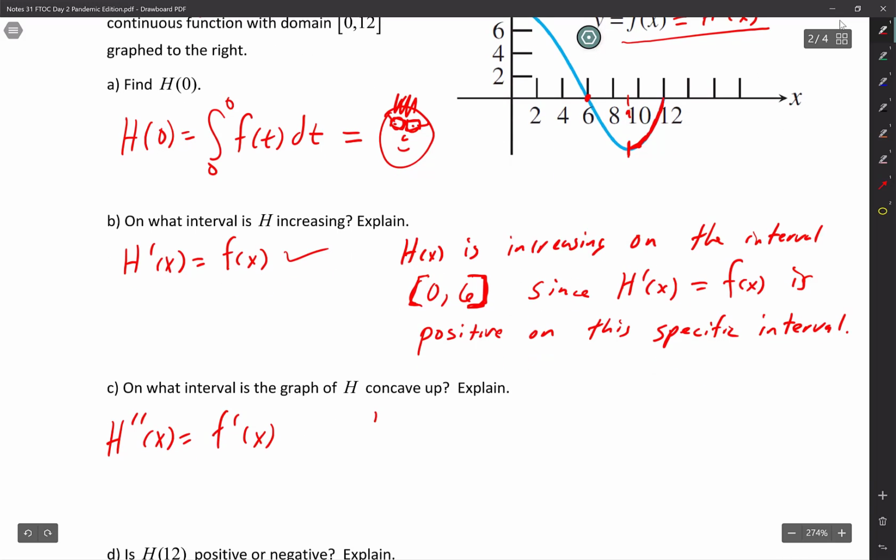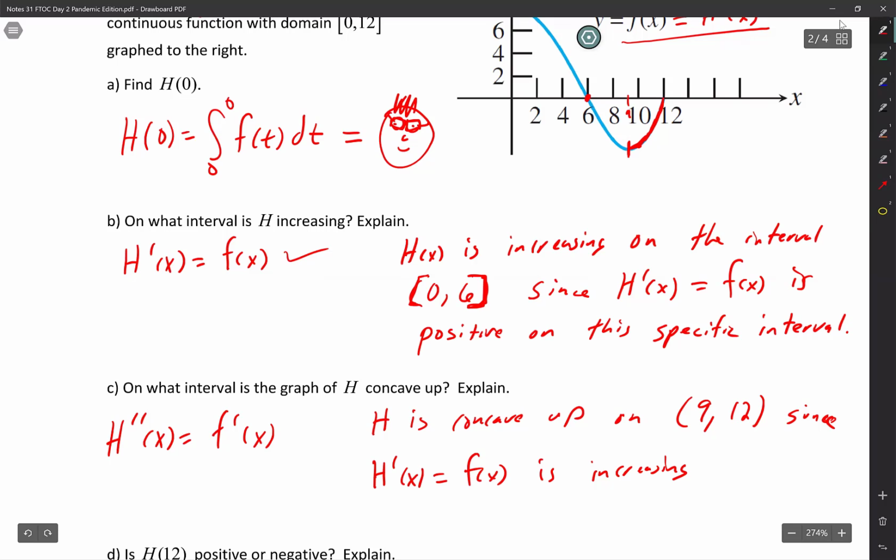So I'm going to write H is concave up, and concavity uses parentheses. Do not put brackets on concavity. H is concave up on 9 to 12 with parentheses, since H prime of X, which equals F of X, is increasing on this specific interval.